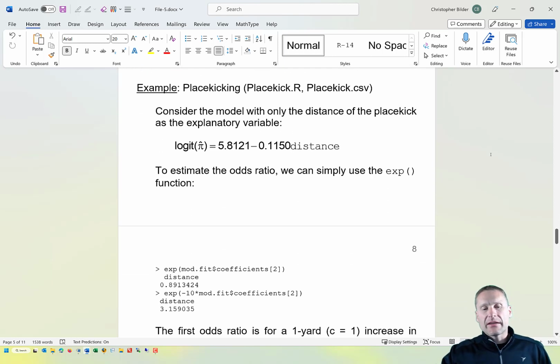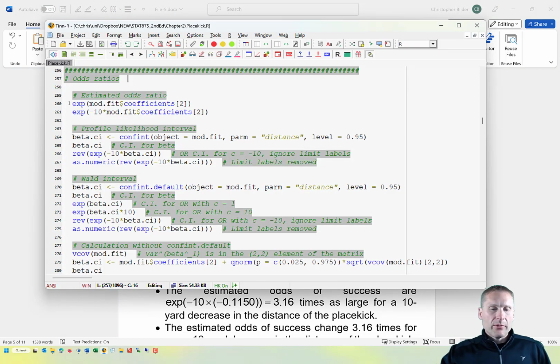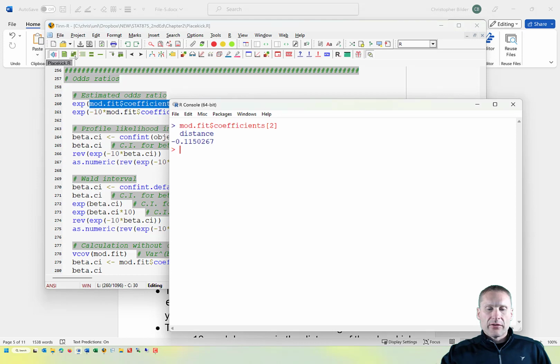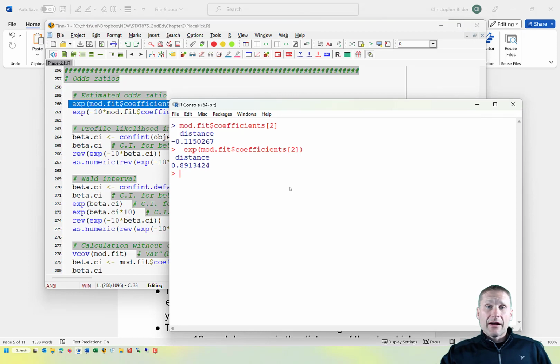Okay, so let's take a look at an example. We're going to get back to the place kicking example once again where we only have distance in our model. To find the corresponding estimated odds ratio corresponding to distance, let me jump on over here to 10. What we can do, let's say if C was equal to 1, I use the exponential function, and then I grab out my beta hat 1 from my mod.fit$coefficients, where mod.fit is where we store the results from the GLM function. Just to show you that, there's beta hat 1. Use the exponential function with that. Here's my odds ratio, 0.89.